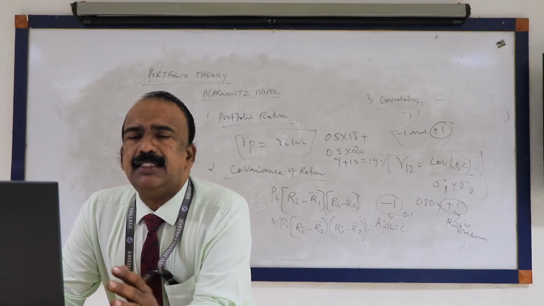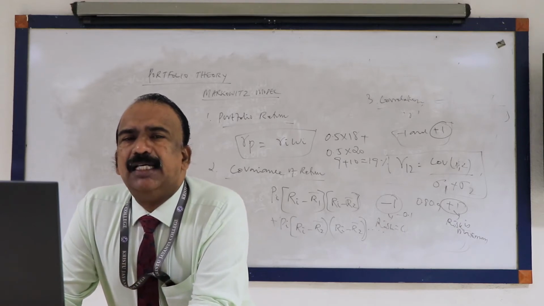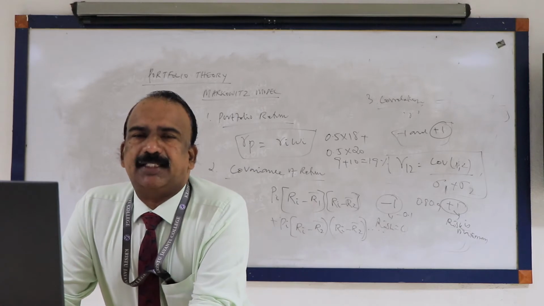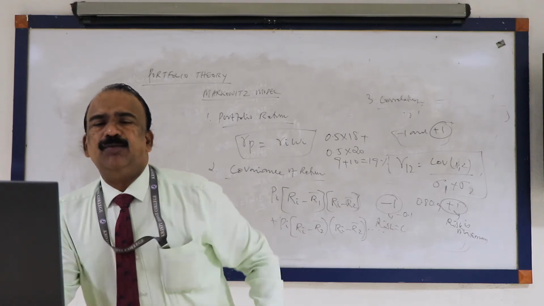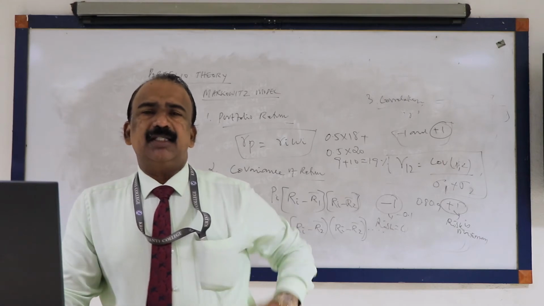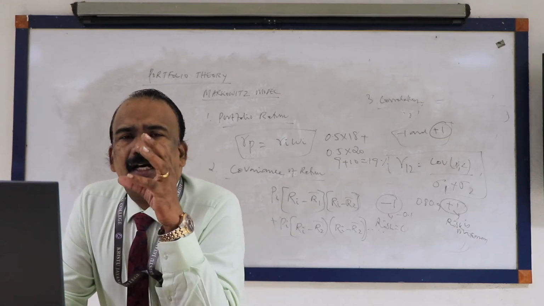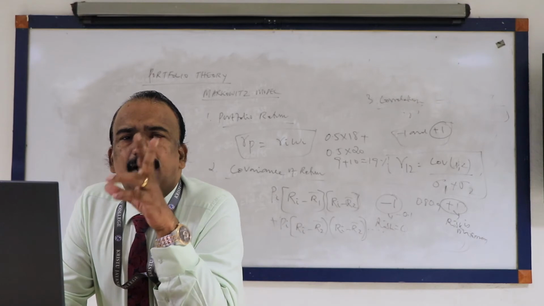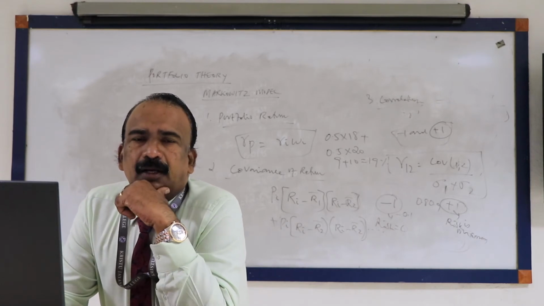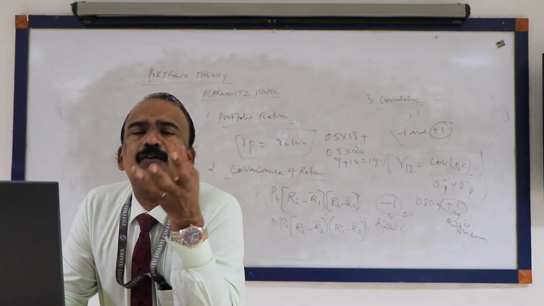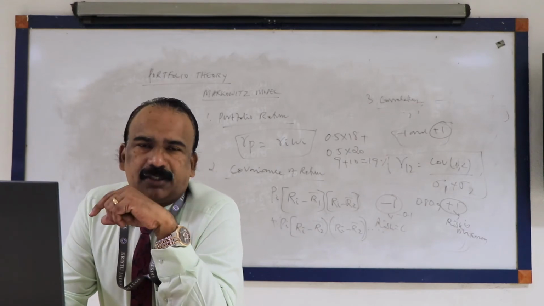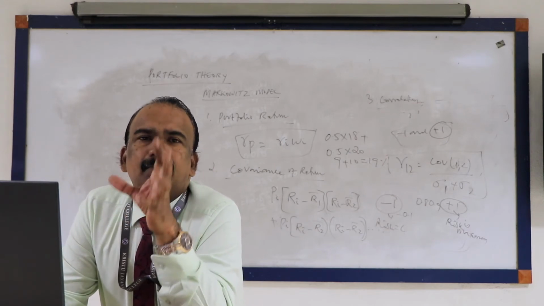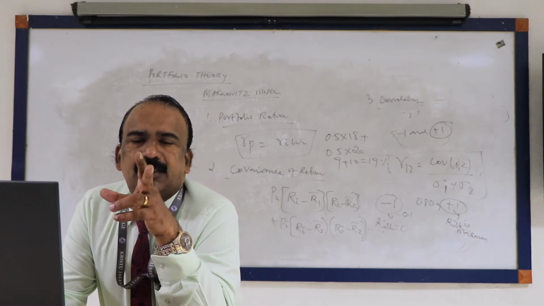So this is the major limitation of Markowitz. That's why it took about 4 decades for him to get his Nobel Prize, because this entire calculation is based on only 2 stocks. But in a portfolio, in a mutual fund, we cannot build a mutual fund with 2 stocks.